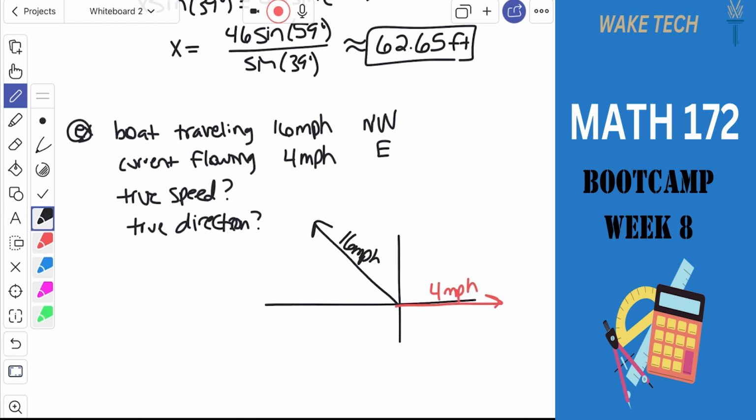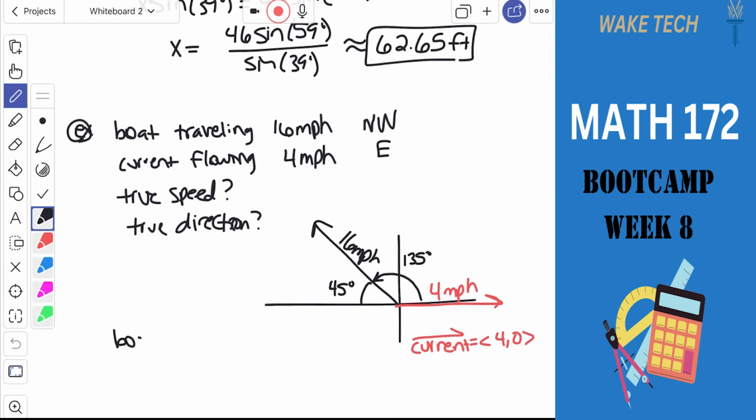So what we know, we can actually go ahead and write the vector for the current. It's 4, 0. Right, cosine at 0 is 1, sine at 0 is 0. The vector for the boat itself, we know that the reference angle is 45, and 180 minus 45 is 135.